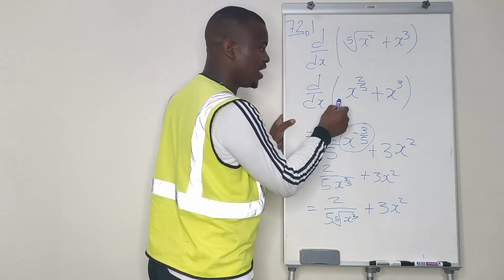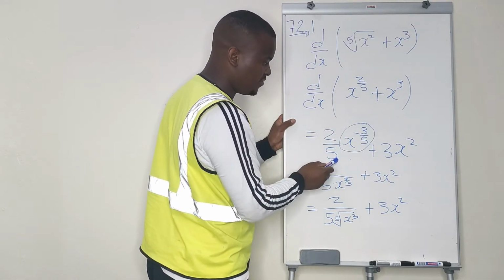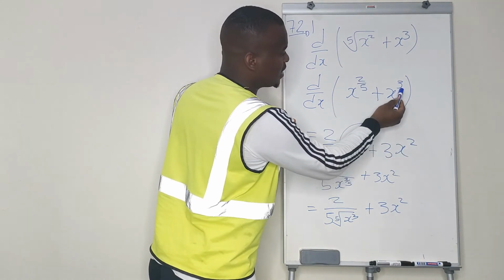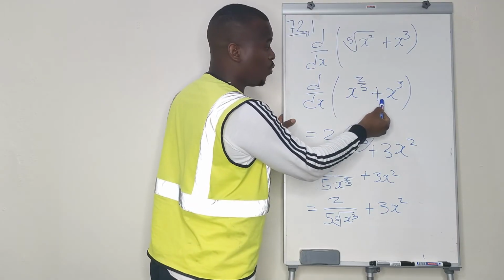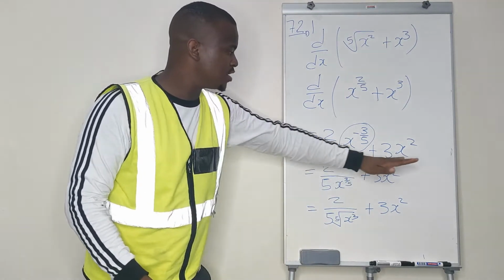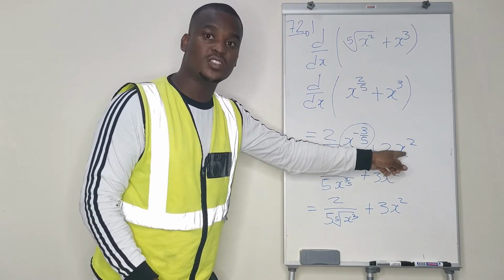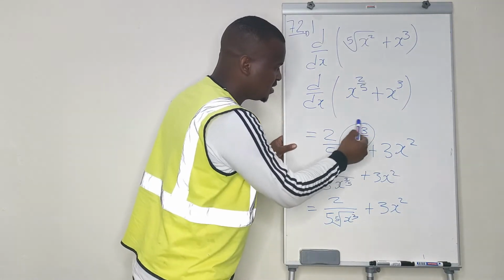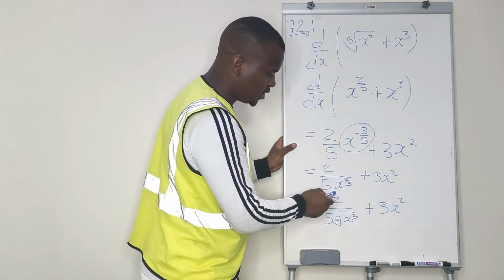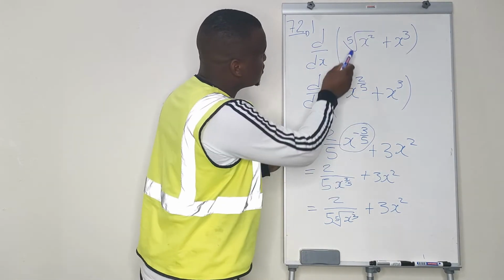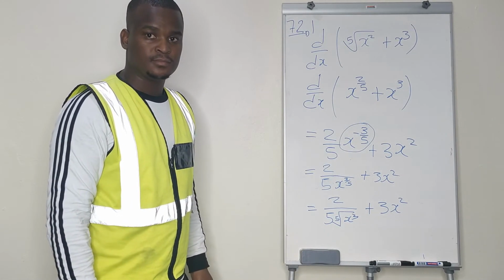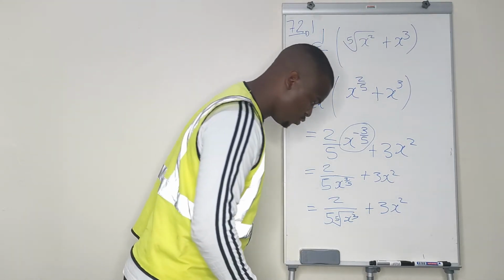This times the coefficient of x, which is 1, so you have 2 over 5, x, then you subtract 1, then you get minus 3 over 5, plus 3 times the coefficient of x, which is 1, so it's 3x, then you subtract 1, then you get this. So you can stop here, but if you want to simplify it further, you take this to your denominator next to your 5 there, so it becomes positive, and you know this 5 is the 5th root, so you leave it there. Then we go to 7.2.2.